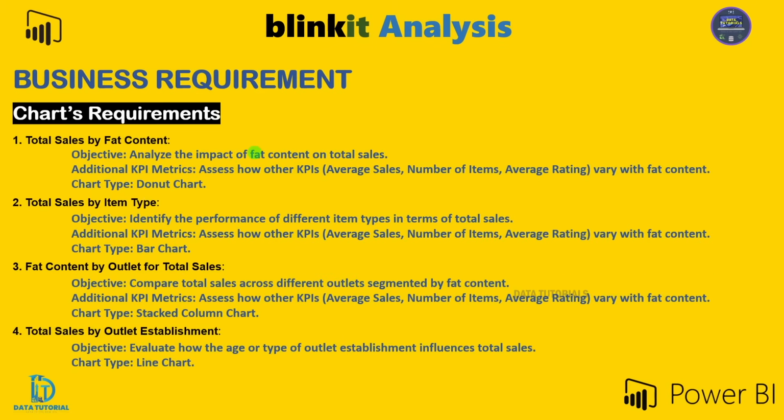So when you say fat content, there should be an imagination going on in your mind that if I want to find out total sales by fat content, I will need a fat content column. Okay, I will need a total sales column, and they have also asked us to find out a few different measures, like average sales, number of items, and average. Do I have all this information stored in my data? If yes, then obviously you can find out this particular requirement.